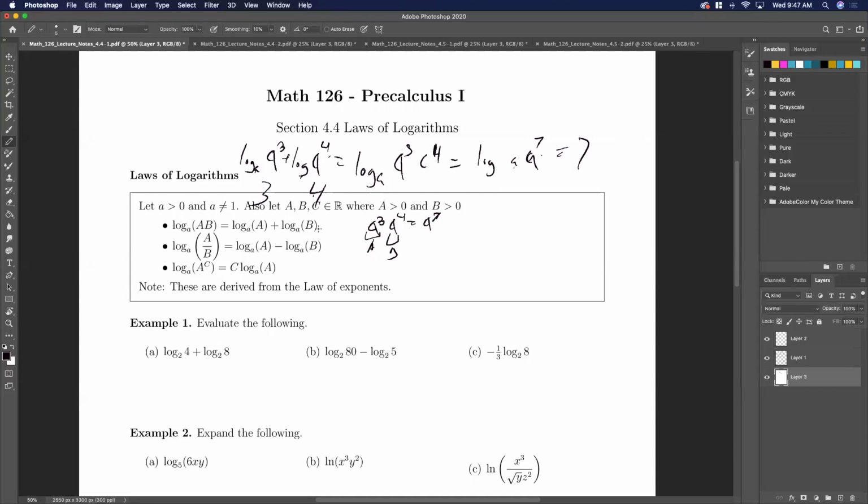So all these log rules come from how exponentials behave.